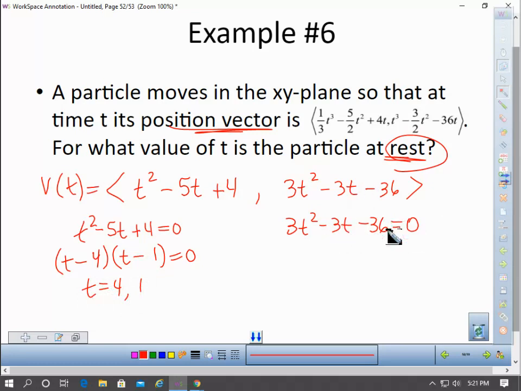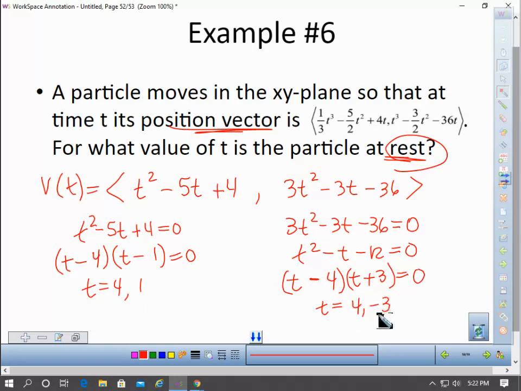Then over here, doing the same thing. I'm going to divide through by 3 just to make our math easier. So when I divide through by 3, I get t squared minus t minus 12. So now I can factor a little easier with smaller numbers. T squared is t and t. Factors of 12 that would give me a 1 in the middle are 4 and 3. I need more negatives, so I need a minus 4 and a positive 3. So solving this one, I'm getting 4 and negative 3.